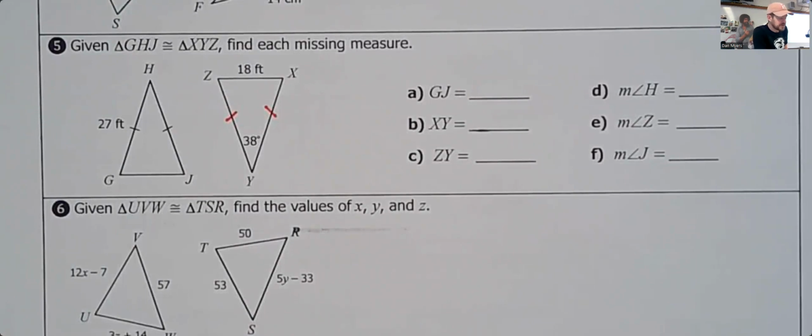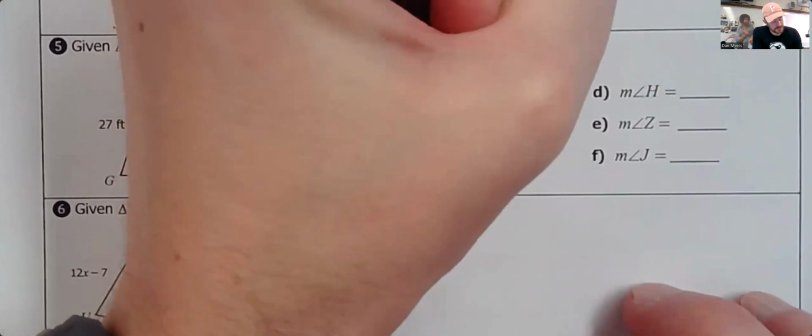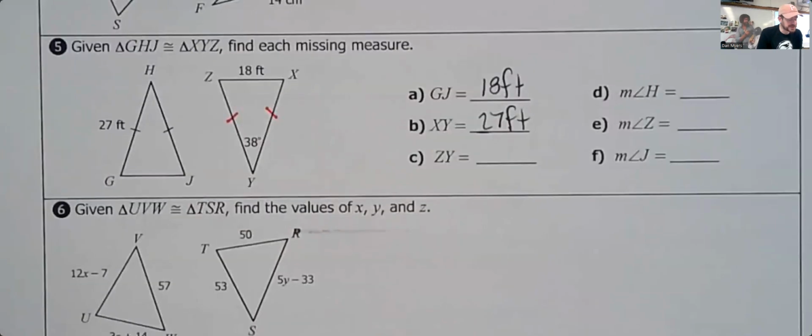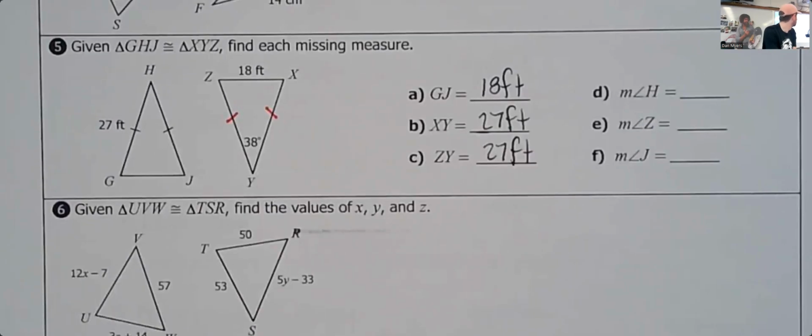All right, so GJ matches with XZ. So how long is that? 18 feet, good. XY matches with GH, 27 feet. ZY matches with JH, 27 feet, because it's isosceles. Good. Angle-wise, H matches with Y, 38 degrees.